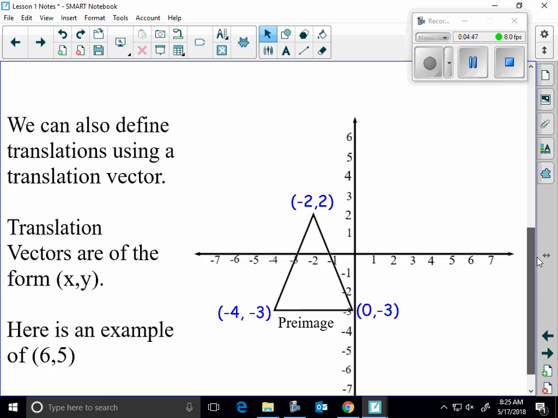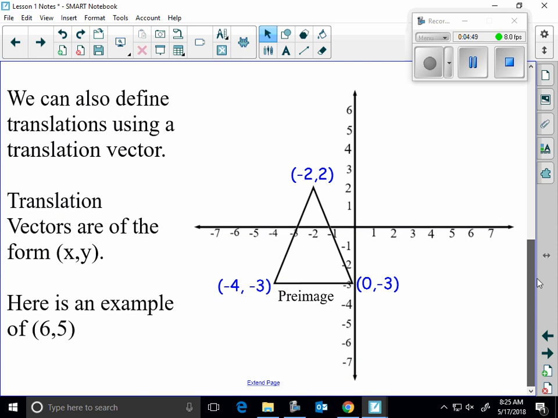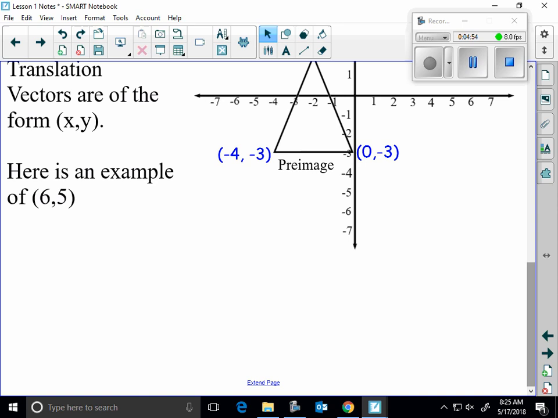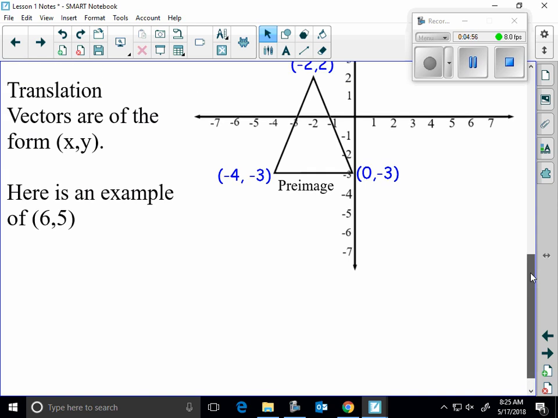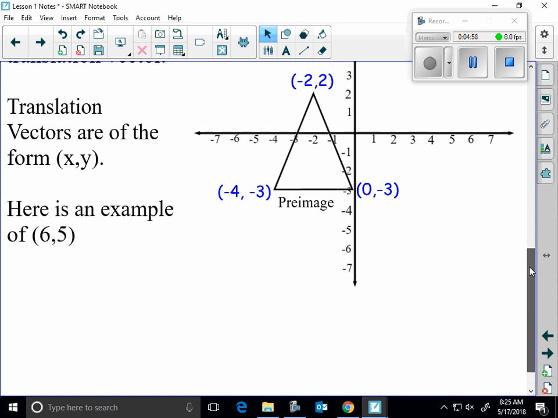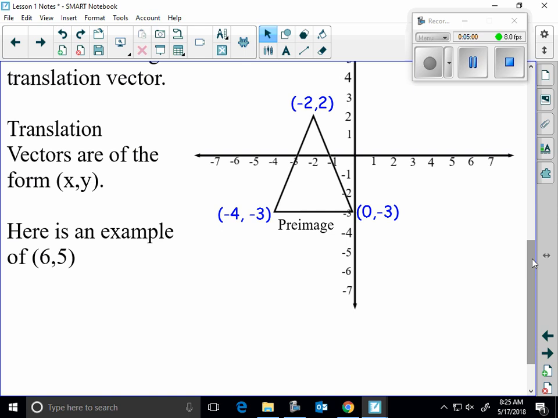We can also define translations using a translation vector. Ew, vectors. That sounds like physics. Anybody in physics? Yet? No? Okay. So here's an example of a translation vector.